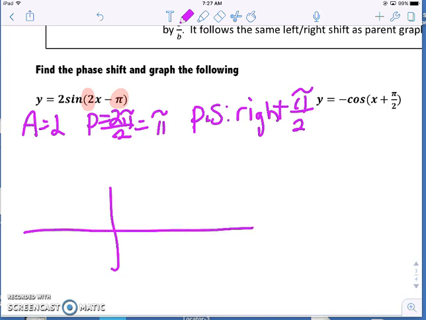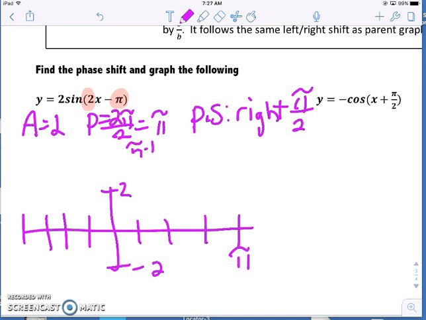So when we graph this, we have 2 and negative 2. 1, 2, 3, 4. And so this is pi. And let's see, if we multiply it times 1/4, pi over 4. So 1 pi over 4, 2 pi over 4, pi over 2, 3 pi over 4.